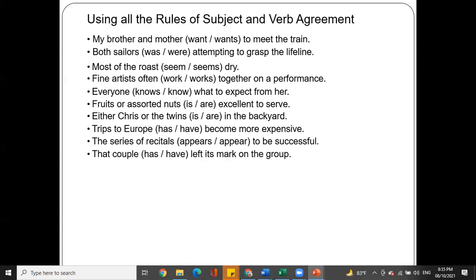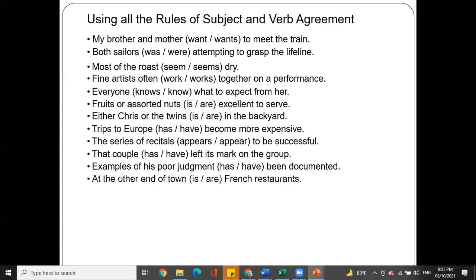That couple has left its mark on the group. Couple is a collective noun. Examples of his poor judgment have been documented.